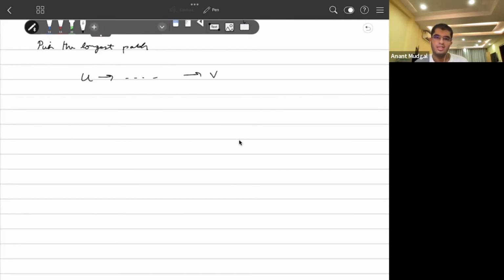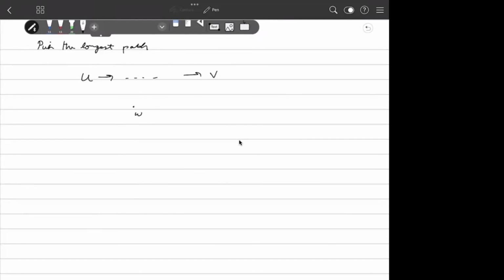U to V. Okay, now what? Now how do you go from here? You want this path to have all the vertices. Okay. Suppose there is something outside of it. Okay, pick a vertex W outside. Then what do we do?